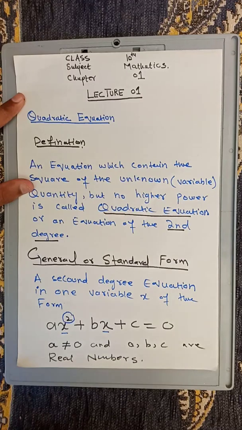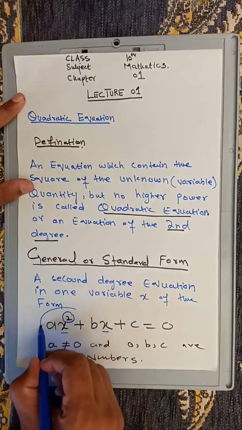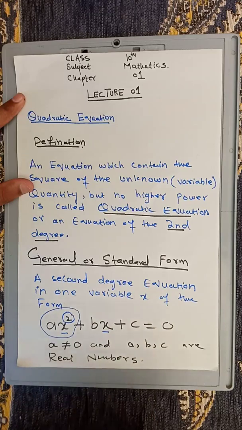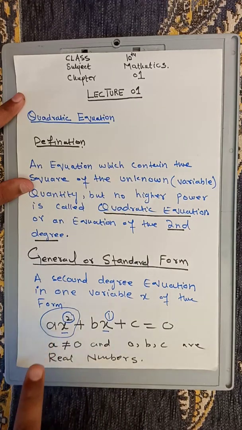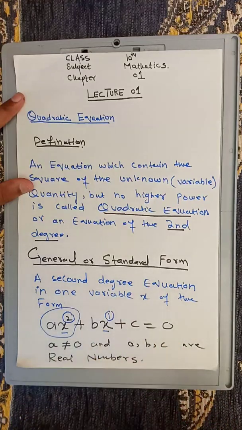Okay, students, and I wrote here a is not equal to 0. It means a must be not equal to 0, because if a is equal to 0, then this whole term becomes 0. It means we move to the power 1. So then this equation does not remain a second degree equation, but it becomes a linear equation, such an equation whose variable has power 1. So that's why a must be not equal to 0. The term with x square must exist. Okay students, so first of all we discussed the definition of the equation, and then the general or standard form of the equation.